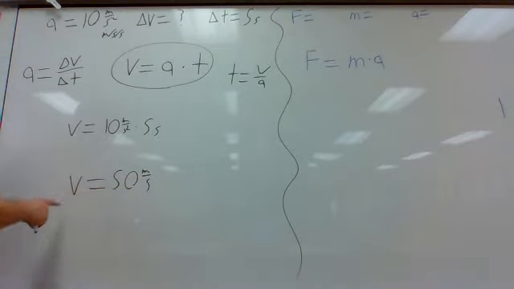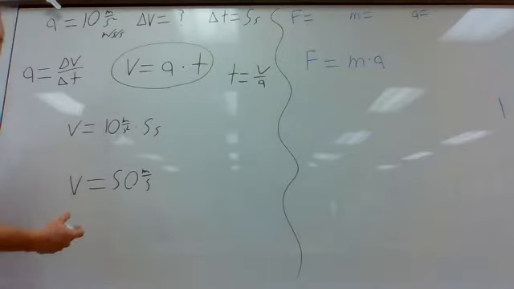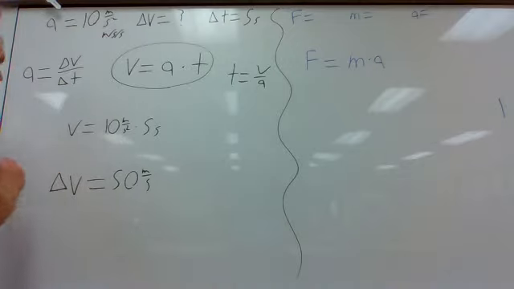Distance divided by time for velocity. And this would be the change in. So if this started at 0, it would be at 50 meters per second. But if it started at 20 meters per second, it would all of a sudden be at 70 meters per second, because this stands for the change in velocity.